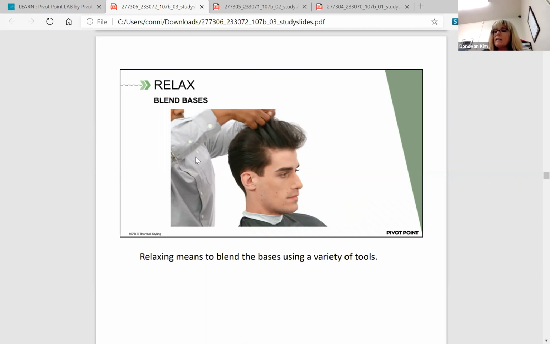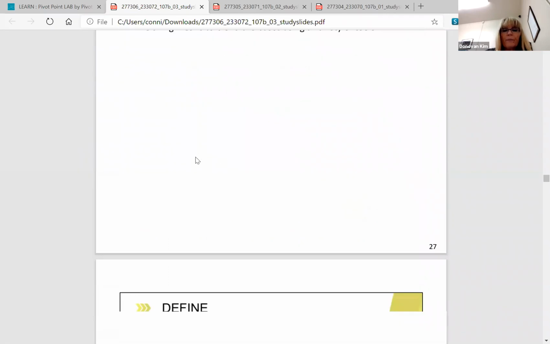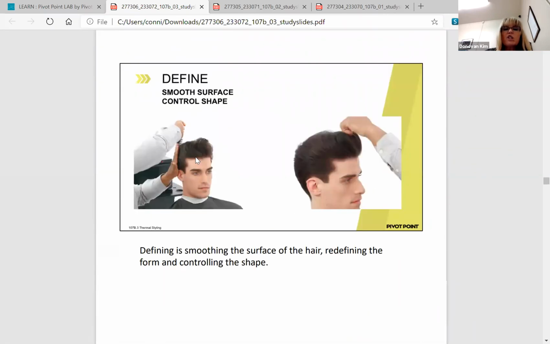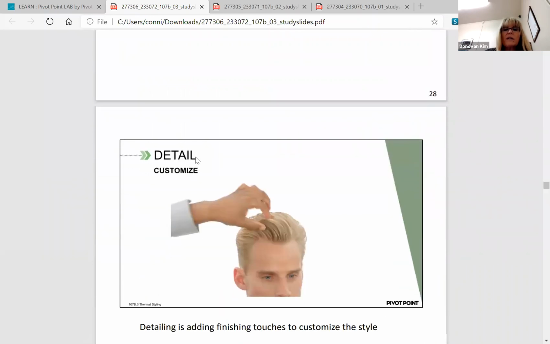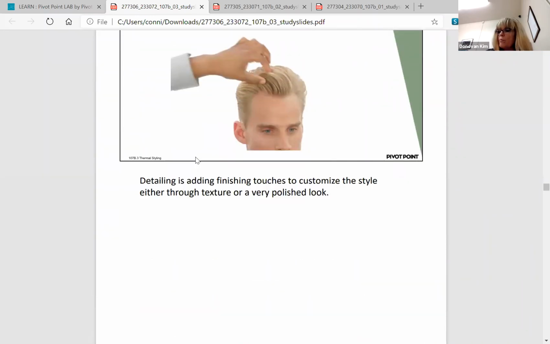Once you get it relaxed, then you're going to define it. So you're going to use your comb or whatever tool you're going to be using to put it all into shape. At the same time, you may be lightly spraying it with some hairspray to hold it so it doesn't fall. Then when you get all the shape put in, you're going to go back and detail it. So you're going to do that little extra smoothing or that little extra moving it the way you want it. And then you're going to spray the heck out of it with hairspray so it stays. But that's how that would all work. Right, so there's your definition: combing it, putting it into shape, and then detailing it, customizing it for that particular client.